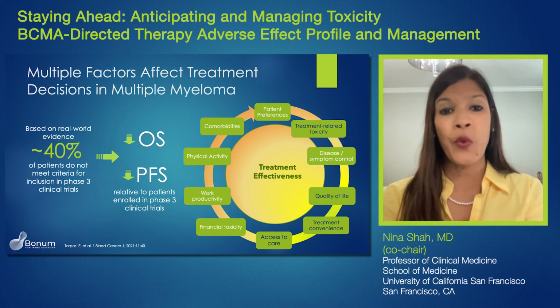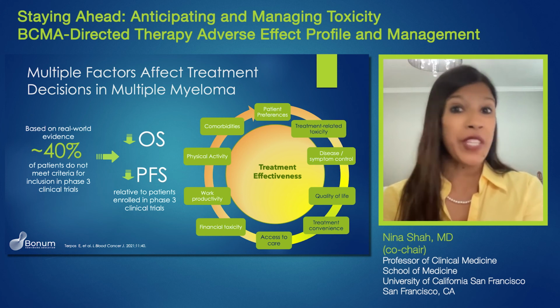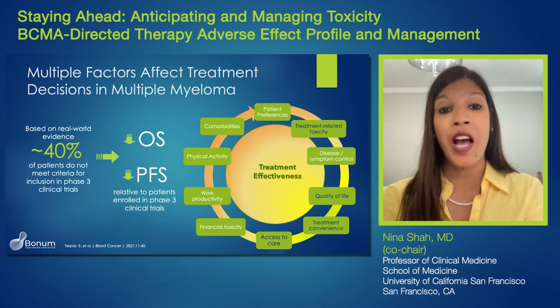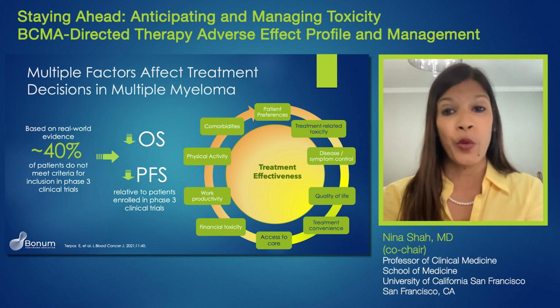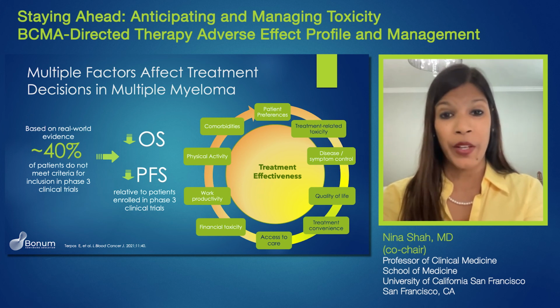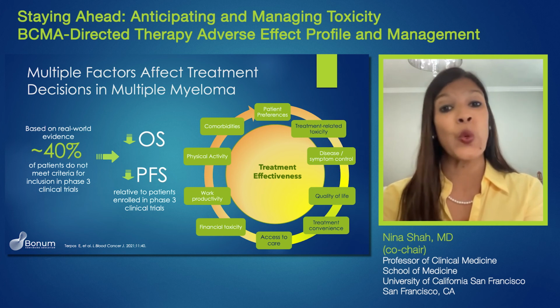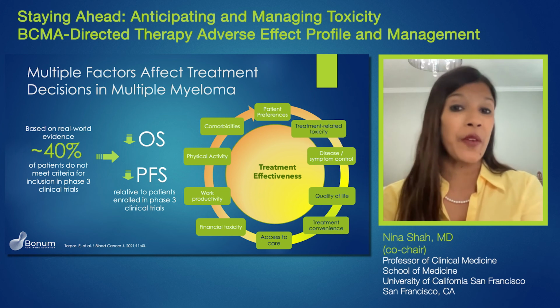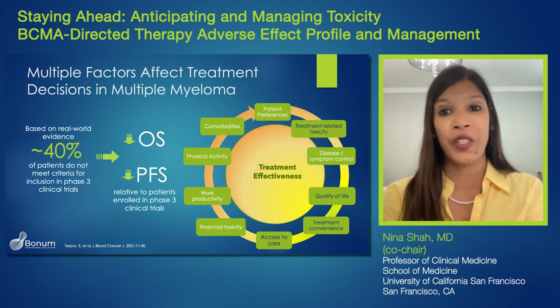Now, we know that 40% of patients, this is based on real-world evidence, do not meet criteria for inclusion in a phase 3 clinical trial. This is important to know because we think about how we function with patients in the real world. We have to think about all of our patients, not just the ones that we're seeing in a clinical trial. Of course, that means that those patients might be subject to lesser overall survival and lesser progression-free survival than those patients that were actually enrolled in the clinical trials.